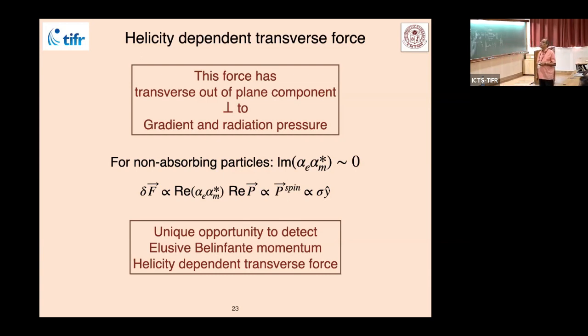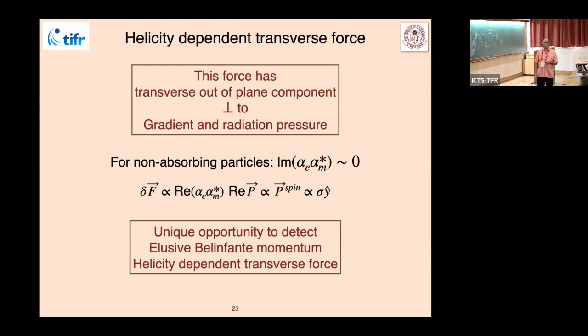Okay, so this force is transverse to this gradient and radiation force. This canonical momentum has the gradient and radiation force that I showed you earlier, and this is proportional to this thing. If you assume that these are real quantities, there is no absorption in the medium, you can assume both these quantities to be real. In that case, the imaginary part is 0, and this force, P spin, is going to be along the direction y. So it will be a transverse force. This transverse spin momentum will exert a transverse force.